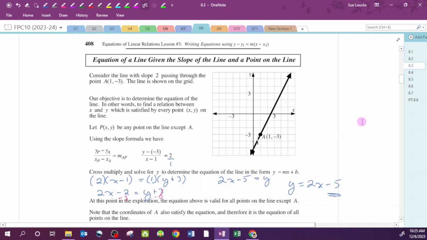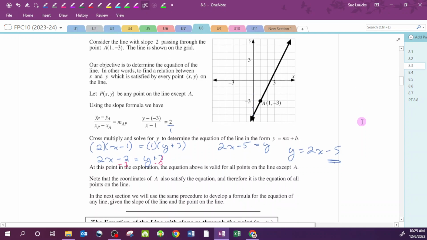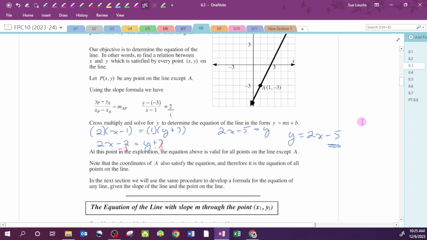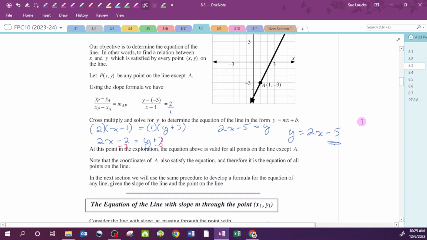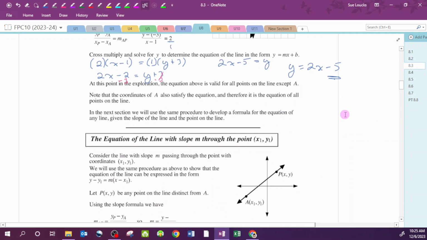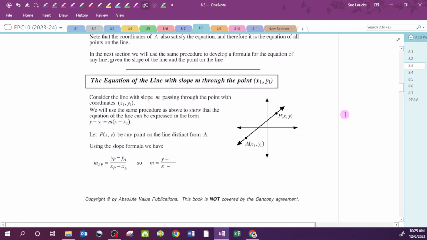Okay? Now that's valid for everything. It's also going to work for the point that we had, A, because you can actually use any point on the line to do this. It's interesting to note, and I don't think this comes up in this lesson, there's only one version of the slope intercept form, because there's only one intercept and there's only one slope for a given line. But the point slope form, there's an infinite number because you can use any point on the line for that equation.